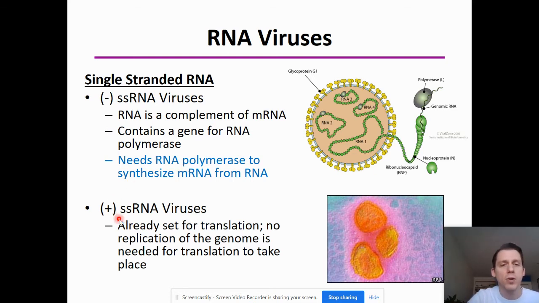Other types of single-stranded RNA viruses are already set for translation. They don't need to replicate, so they don't need an RNA polymerase to make a complementary strand. The strand they have present there is already good enough.